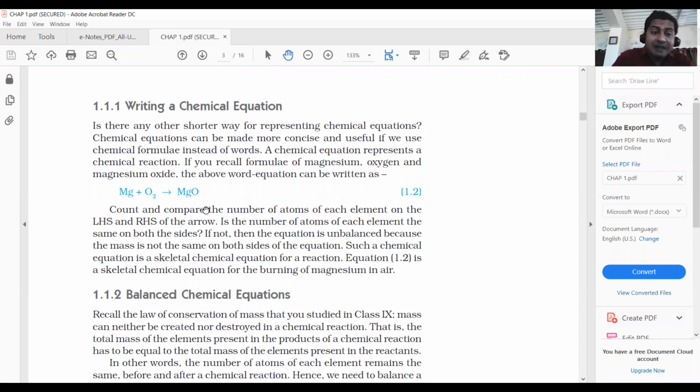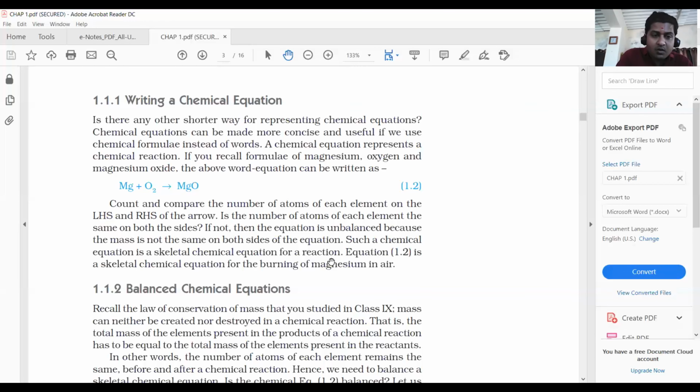Count and compare the number of atoms of each element on the LHS and the RHS of the arrow. We have to count the number of atoms and make both sides equal, which is compulsory, guys. If not, the equation is unbalanced because the mass is not the same on both sides of the equation. Such a chemical equation is a skeletal chemical equation for the reaction.